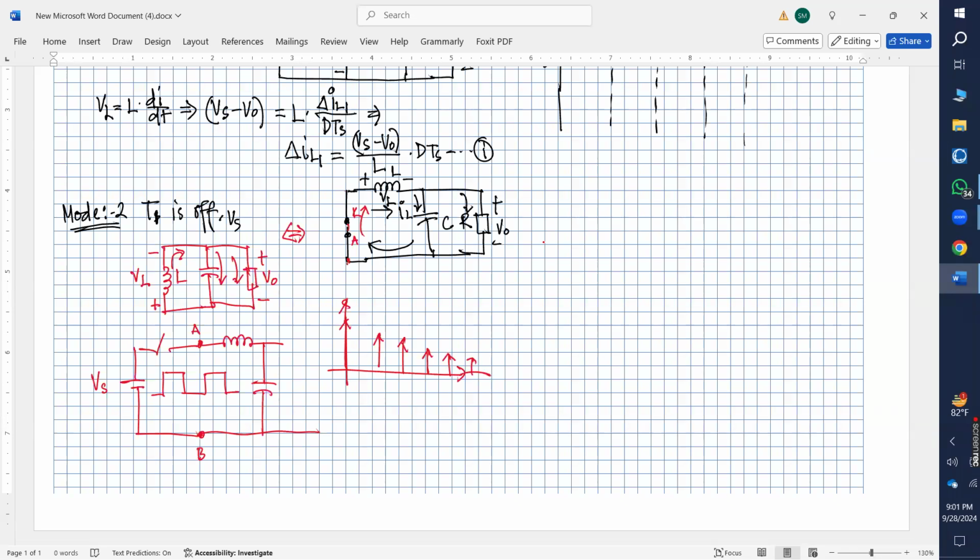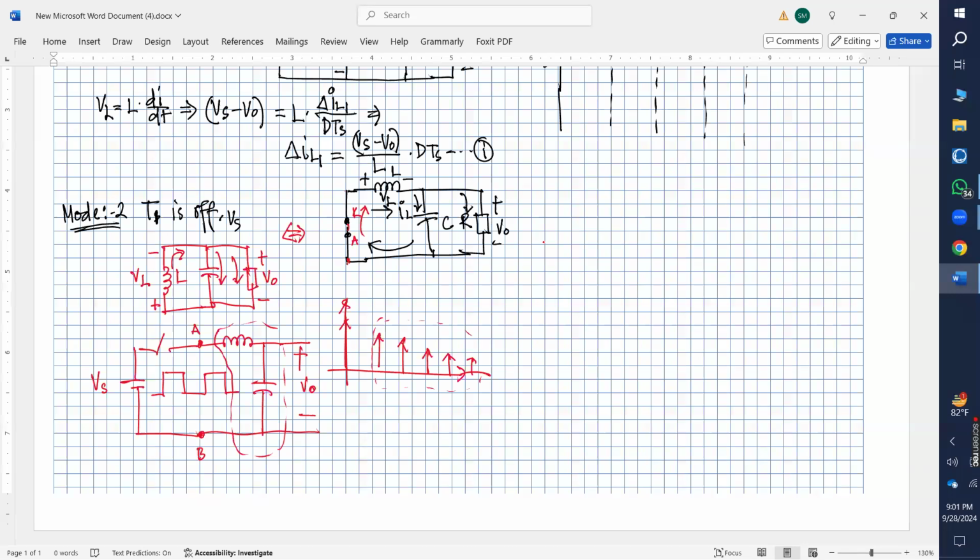So the purpose of this filter here is to erase all the higher frequency components available in the input, so that only the DC component, or sometimes the DC and the AC component, appears across the output V0. How is it doing that?